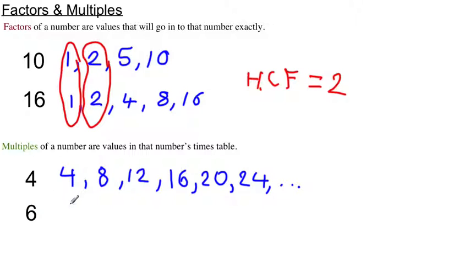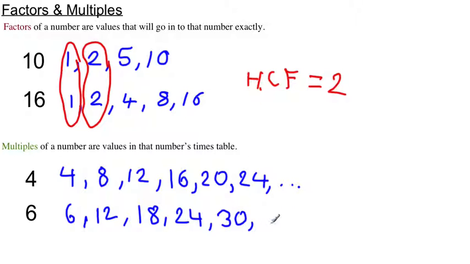Then jumping to 6, we have 6, 12, 18, 24, 30, and just like the 4, we could be here all day writing out the multiples of 6, so I'm going to stop there.